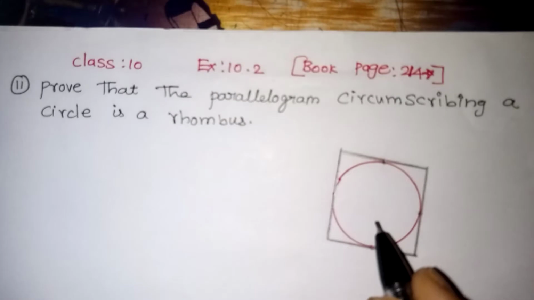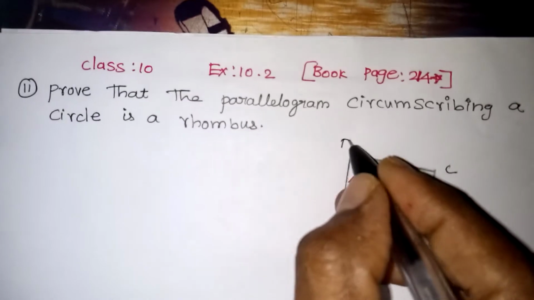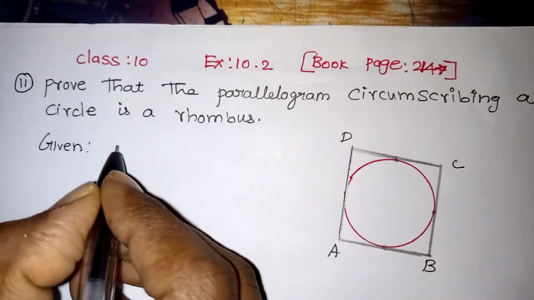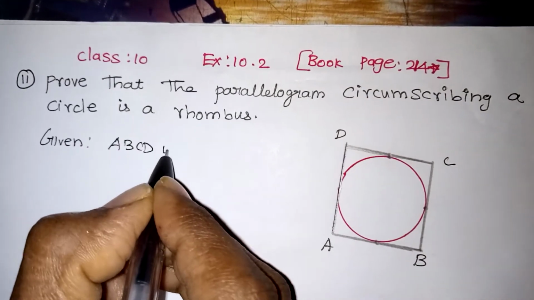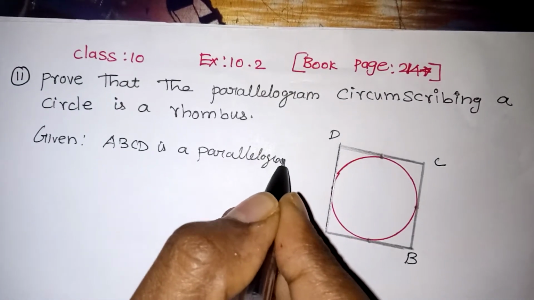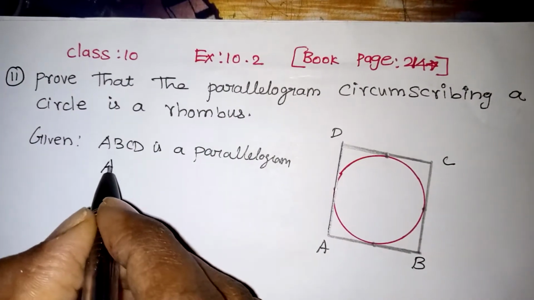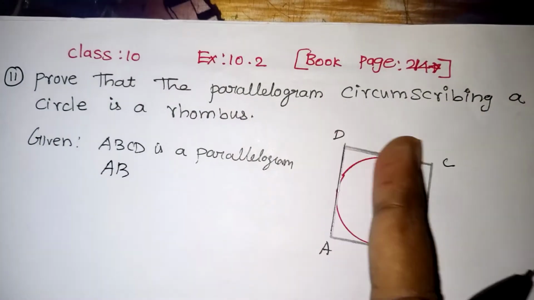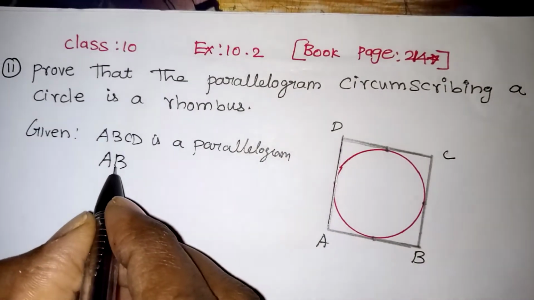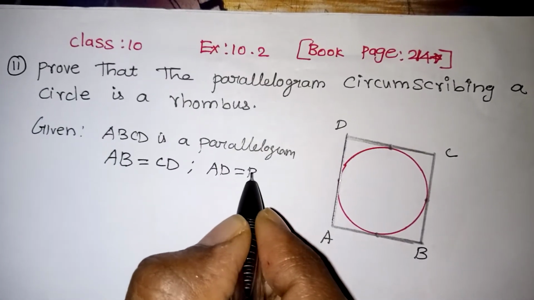So let us consider the parallelogram named ABCD. ABCD is a parallelogram, as mentioned in the question. So given to us, ABCD is a parallelogram. What is the condition for a parallelogram? Opposite sides are parallel and equal. So AB and CD are always equal, and BC and AD are also equal. Since it is a parallelogram, opposite sides are equal. So AB is equal to CD and AD is equal to BC. That is given in the question.